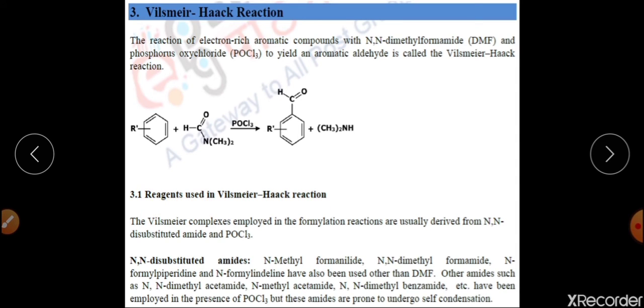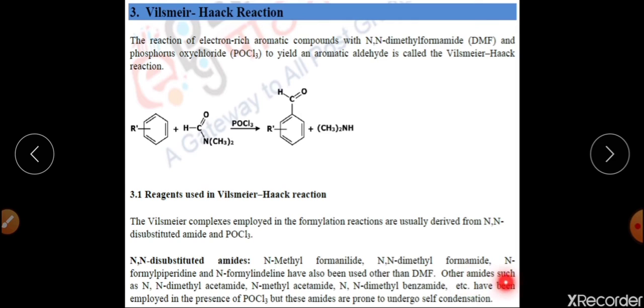What are the reagents that can be used? I have already told you that N,N-dimethyl formamide in presence of POCl3, that is the reagent that can be used. Some other reagents can also be used if these reagents are not available. We are discussing these reagents, that is the N,N-disubstituted amides. Here we can use N-methyl formamide, N,N-dimethyl formamide. If we are not having DMF, at that time these can be employed in place of DMF.